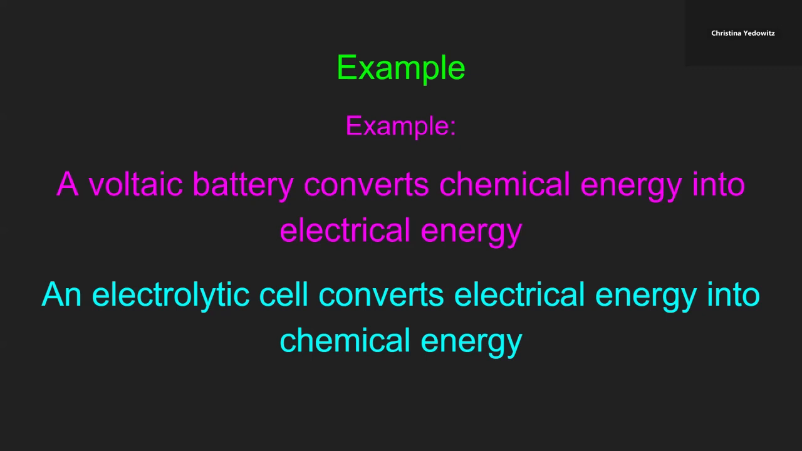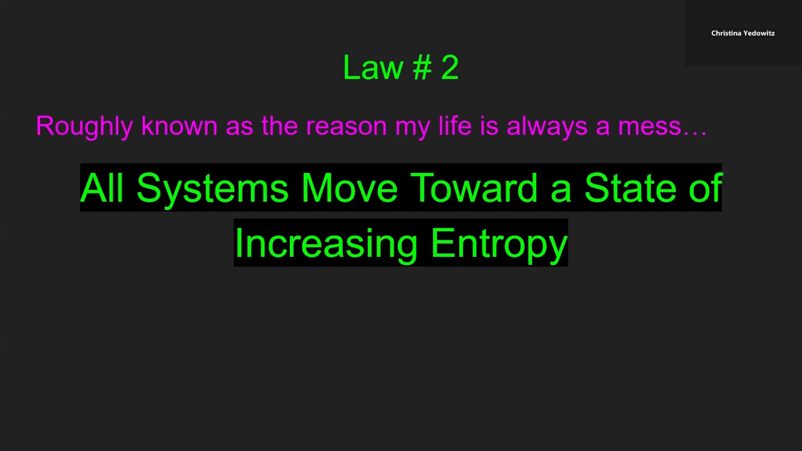So when we're making a battery, we're just getting chemical energy out of a chemical reaction. That's what's inside the battery. We're converting stuff back and forth. So converting chemical energy into electrical energy, converting electrical energy back into chemical energy when we charge our cell phone battery. The second law of thermodynamics, my personal favorite, is all things move towards a state of increasing entropy.